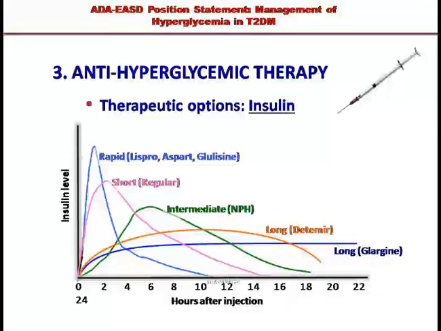You inject the insulin and insulin is absorbed within 5 minutes. The other advantage of the analog is there is less incidence of hypoglycemia as compared to the human insulin. And third is there is slightly better efficacy as far as the A1C reduction is concerned.